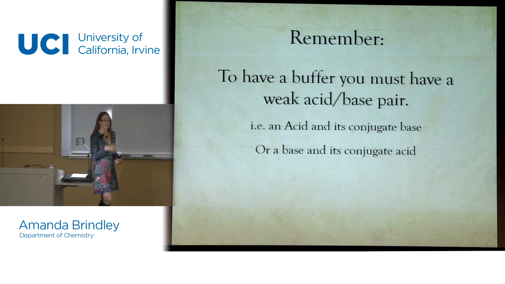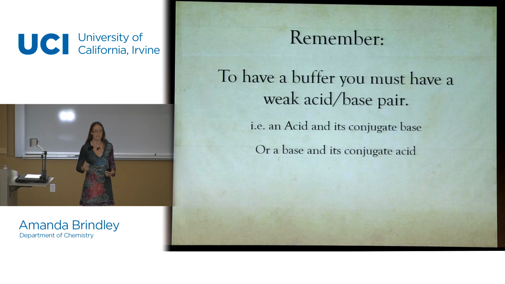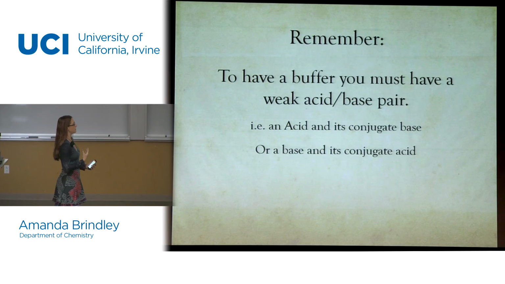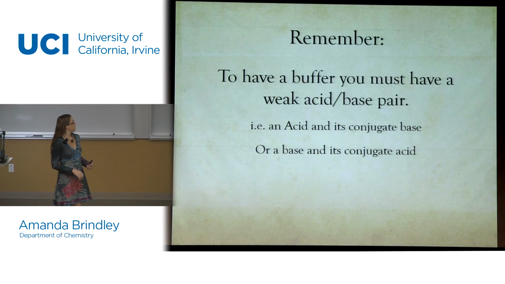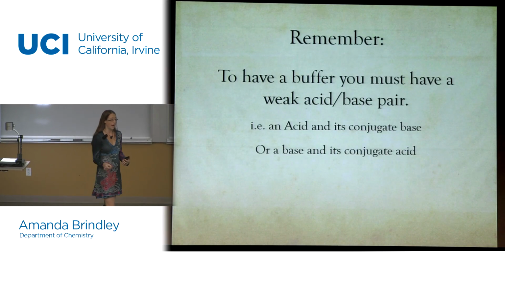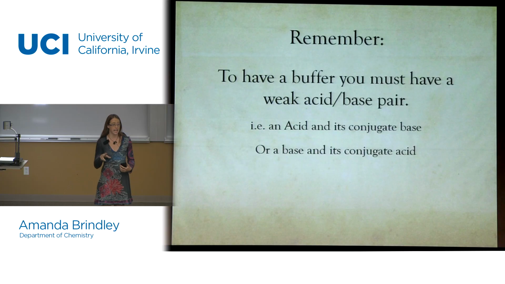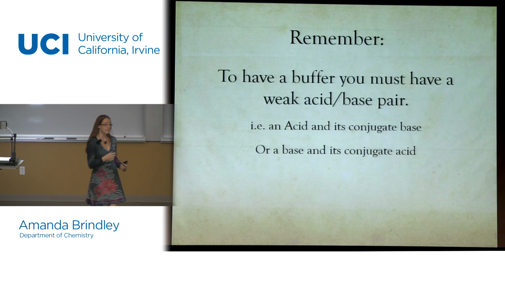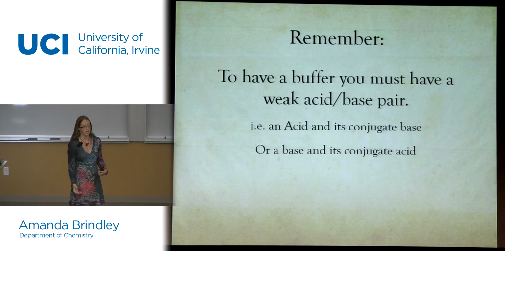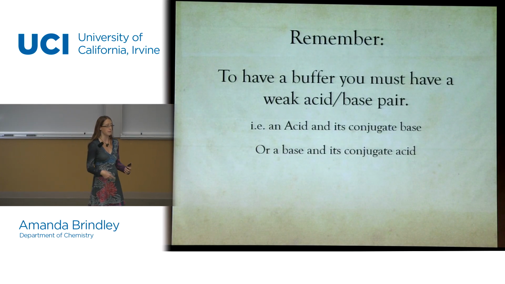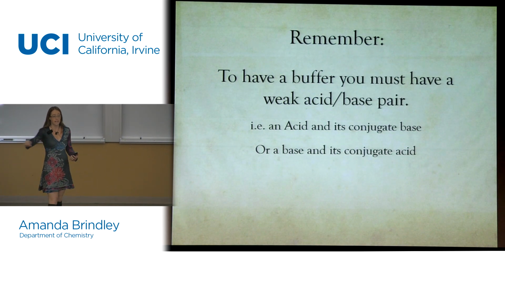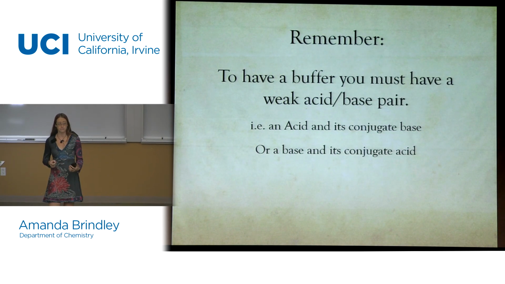This I've said many, many times. I realized I didn't actually write it down on a slide in big bold letters like it deserved. So here's my slide in big bold letters that it deserves. If you want to have a buffer, you have to have two things. You have to have a conjugate acid-base pair. So maybe that's something that we're used to talking about as an acid, and then its conjugate base. Maybe it's just something that we're used to talking about as a base, and its conjugate acid, but you have to have that pair. You can't just have any base and any acid together.